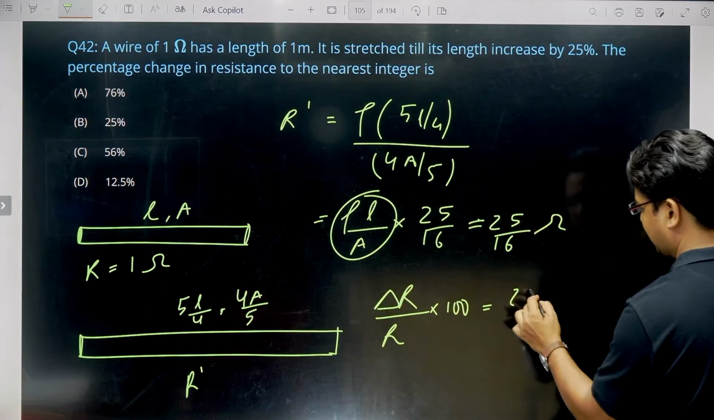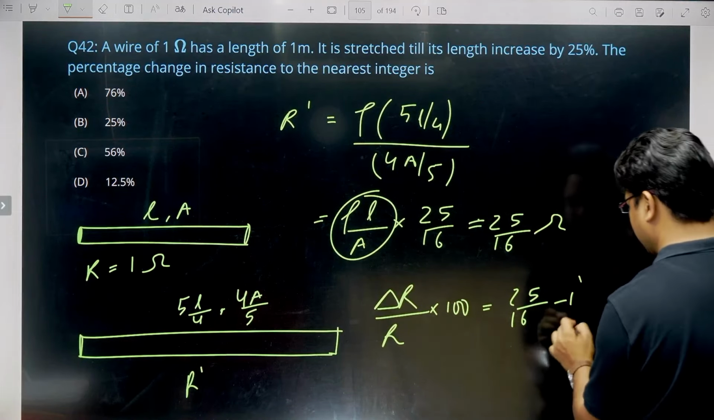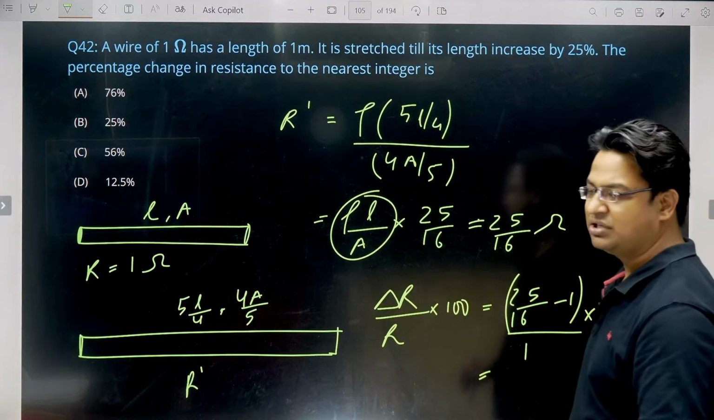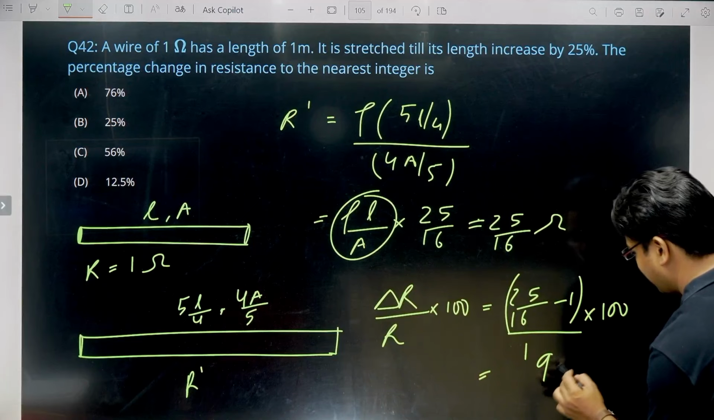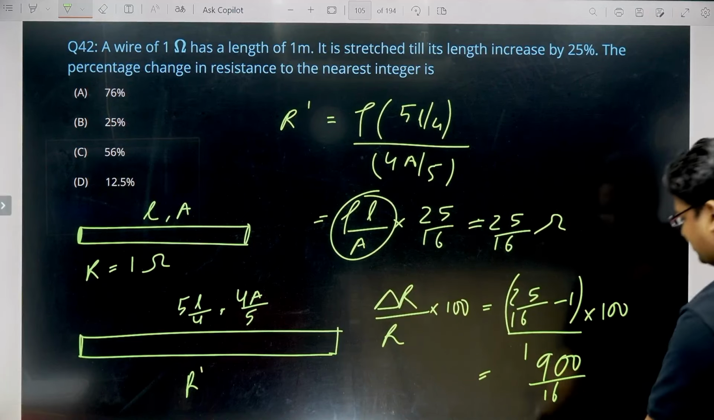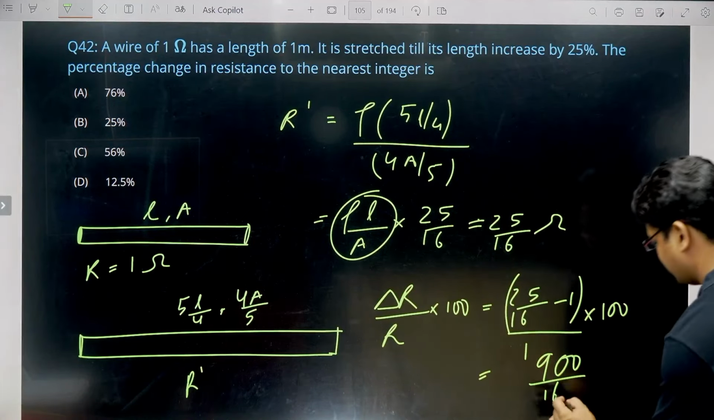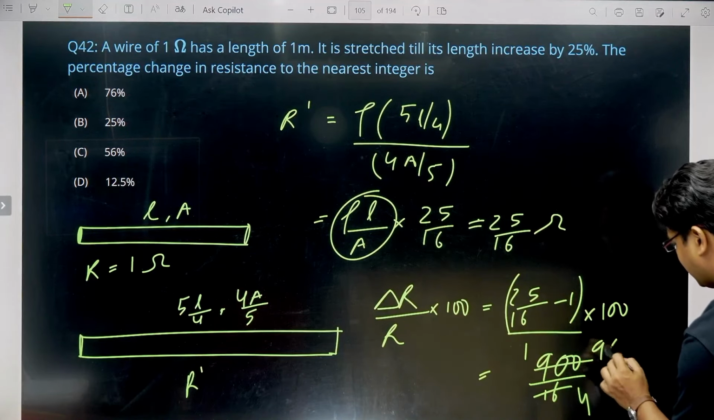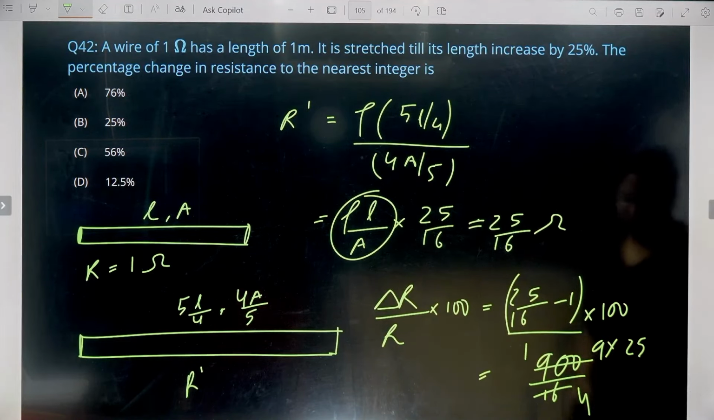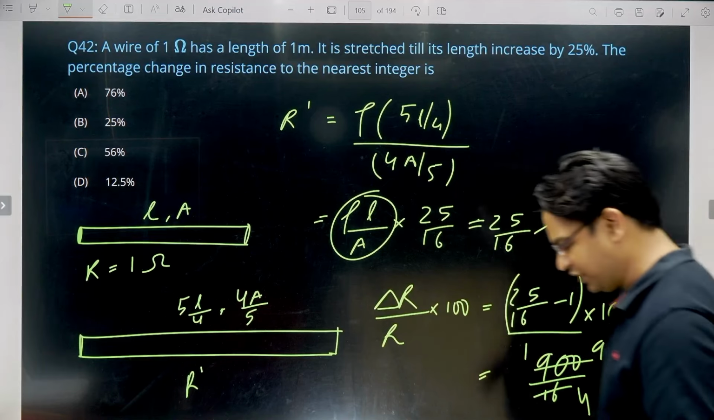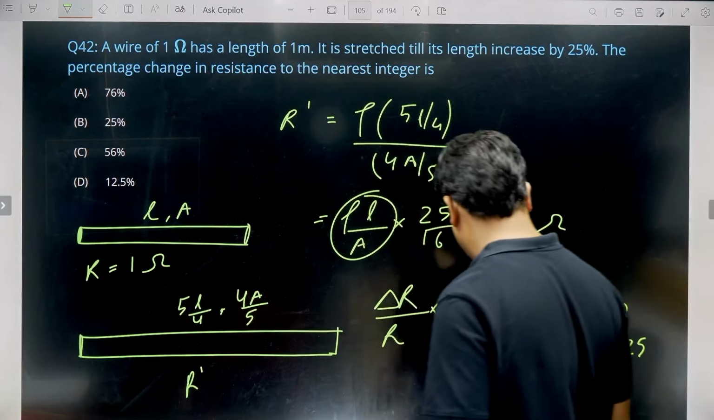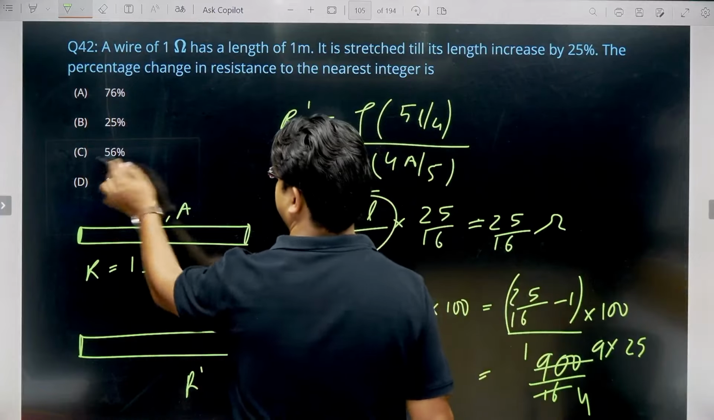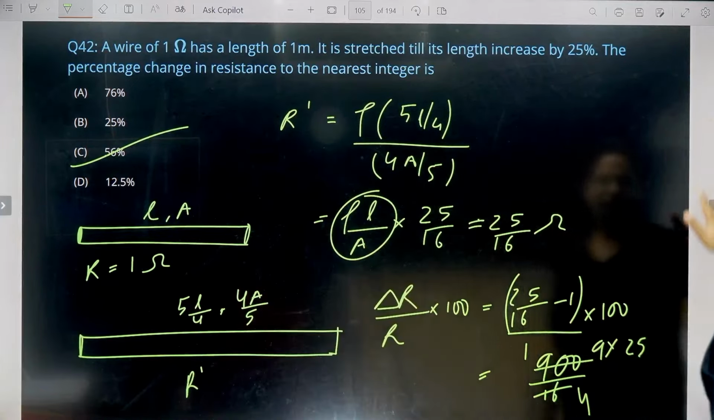So this is 25 by 16 minus 1 divided by 1 into 100. So 25 minus 16 is 9 by 16. So this is 900 by 16. Okay, so how much is this? So this is, let's say, 4 into 25, 9 into 100 by 16. So 25 by 4 is 6.25. 6.25 into 9: 6, 9, 54. So in the 50s we are expecting, so option C should be the right one.